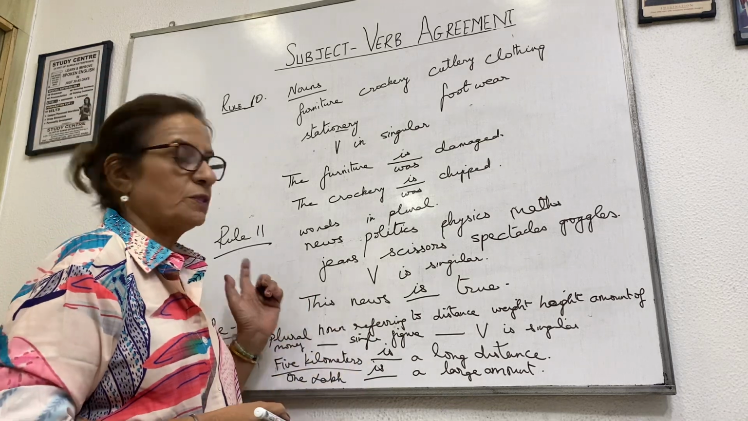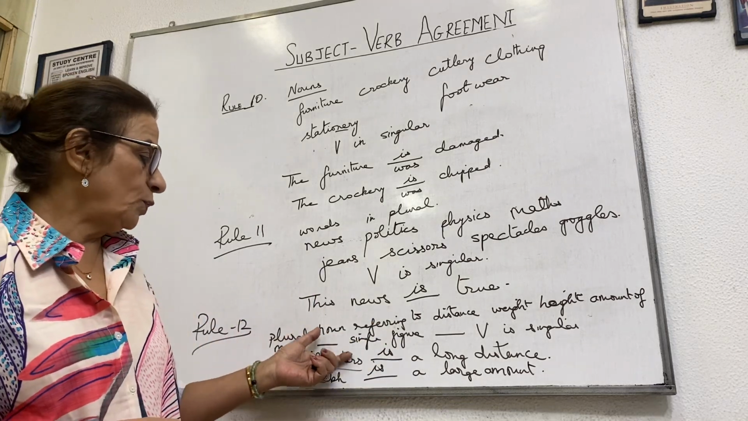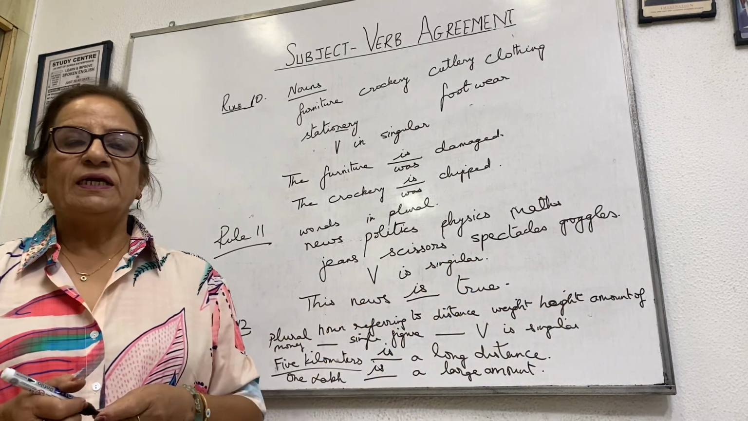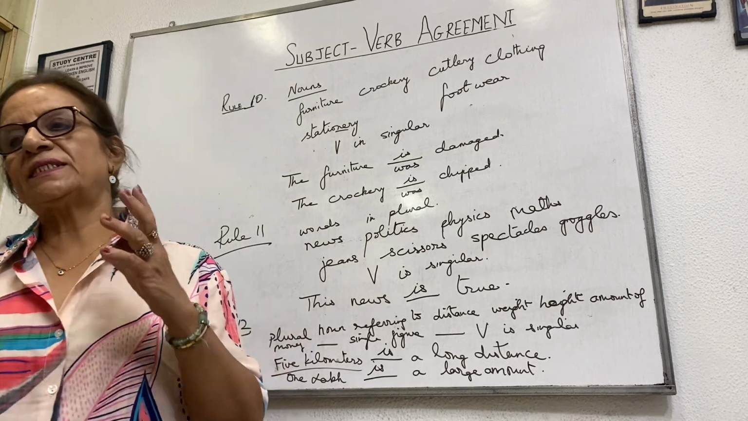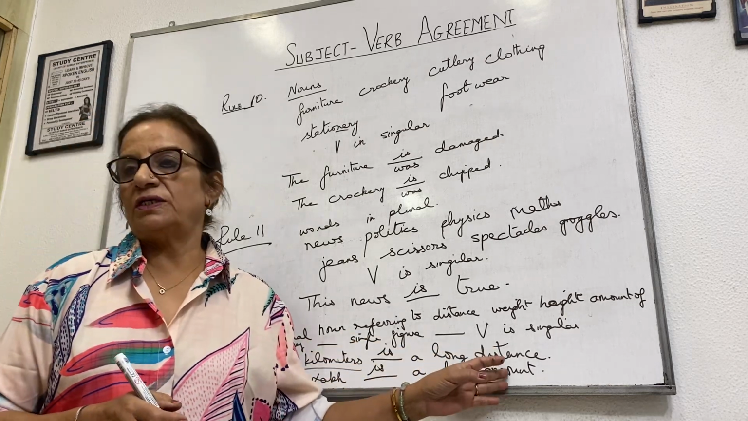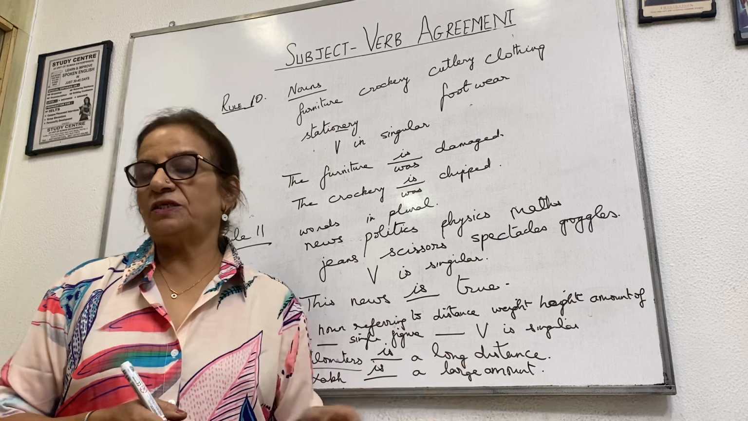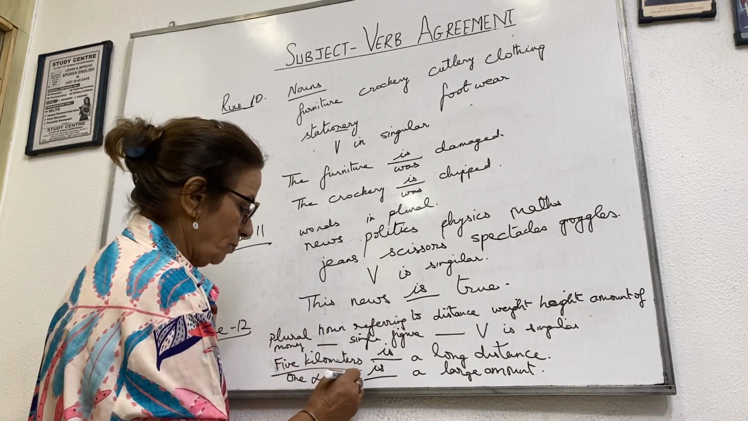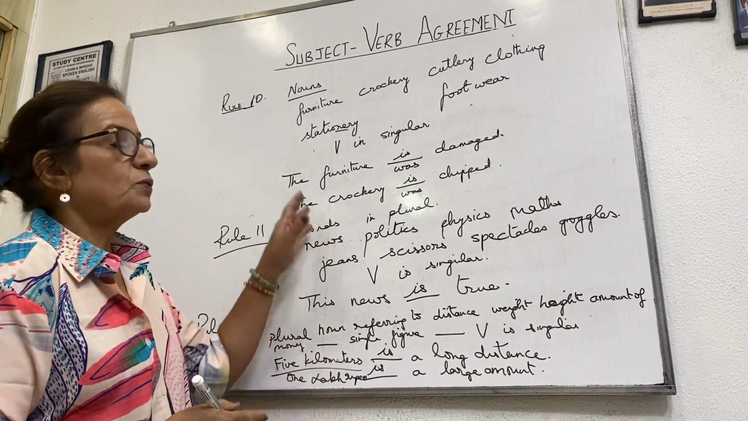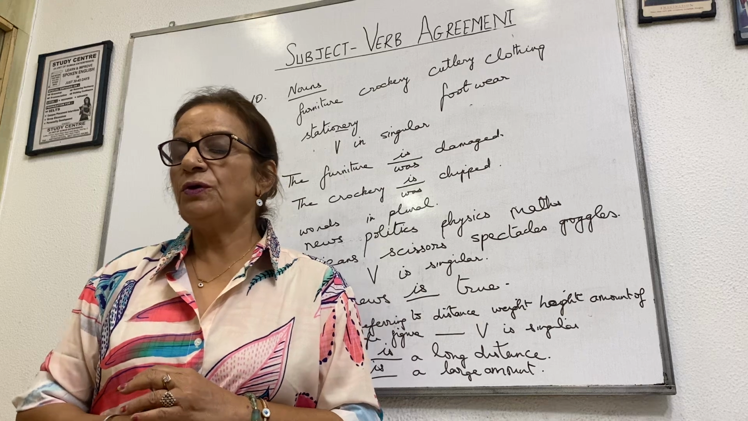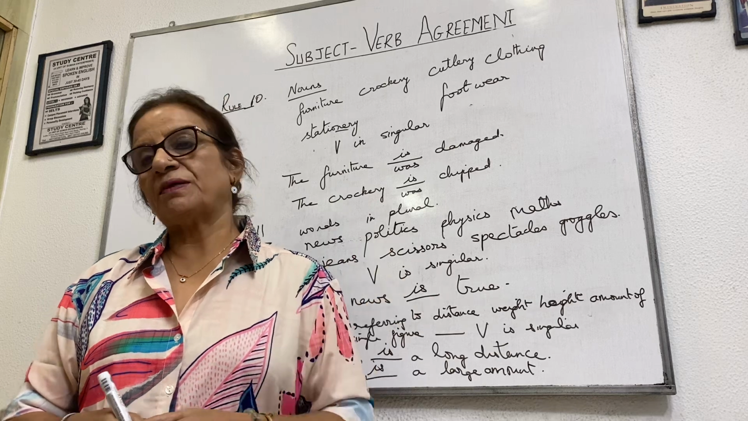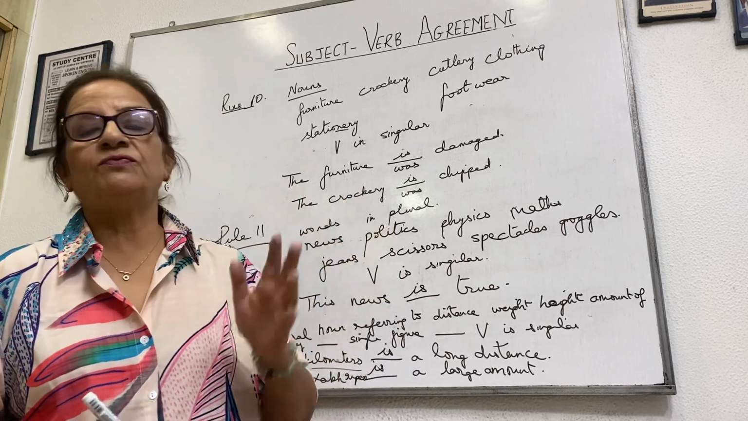So this was rule number 12, that any plural noun referring to distance, weight, height, amount of money is considered as a single figure. So it takes a singular verb. 5 kilometers is a long distance. 1 lakh rupees is a large amount. Sorry, I forgot to write rupees. So these were the 12 rules that I have given you, that the subject should agree with the verb. This is known as subject-verb agreement.